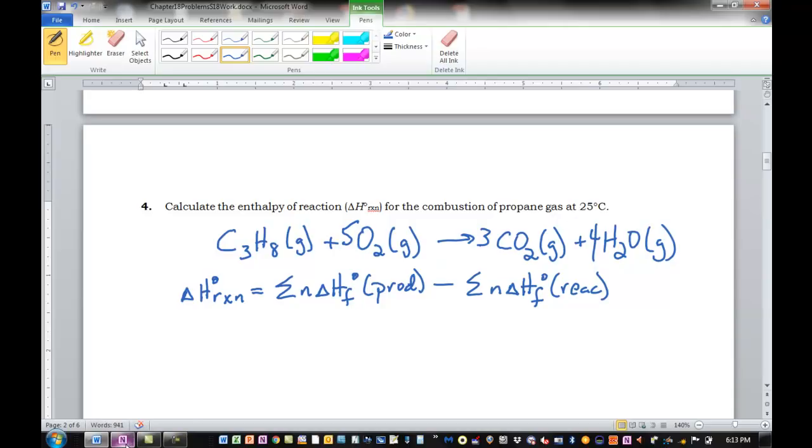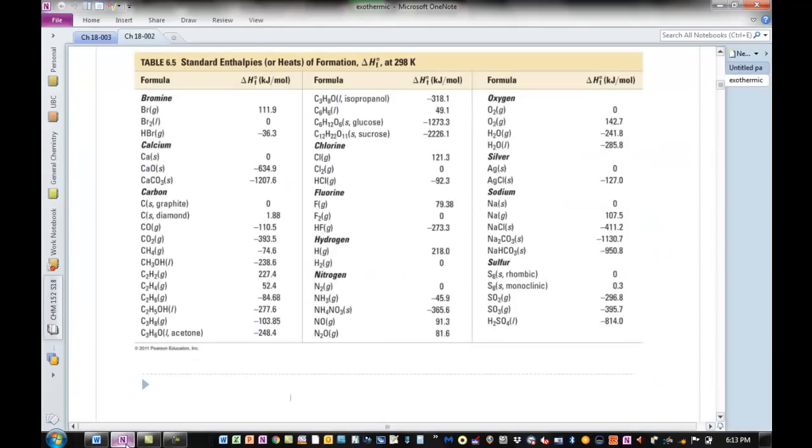So let's look at some numbers. Carbon dioxide, look down here, minus 393.5. Water, be careful, make sure you have the right phase. We're going with water vapor here, so minus 241.8. And then we had propane gas, C3H8, negative 103.85. Okay, so watch your signs, make sure you have the correct sign for these values.